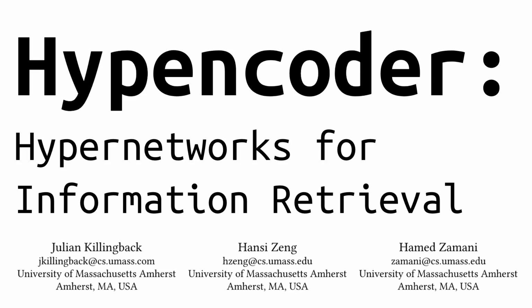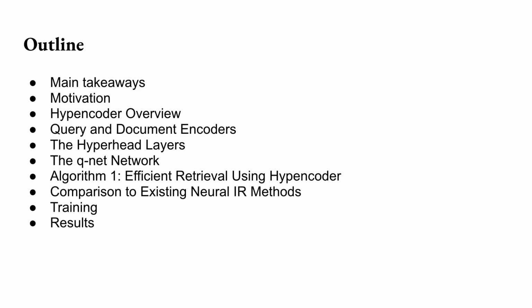In this video, I'm going to do a paper summary of the Hypencoder: Hypernetworks for Information Retrieval paper by Killingback, Zhang, Zamani from UMass. I'll start with main takeaways, then I'll talk about their motivation for doing this work, then we'll go into the Hypencoder overview, query and document encoders, talk about the hyperhead layers that produce the weights and biases for the QNet network.